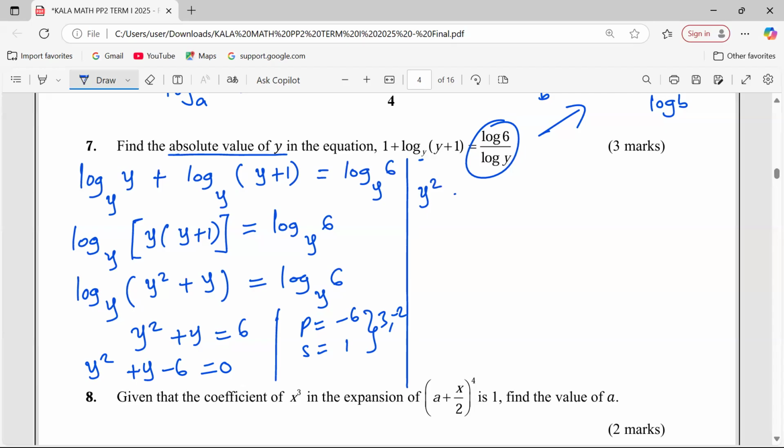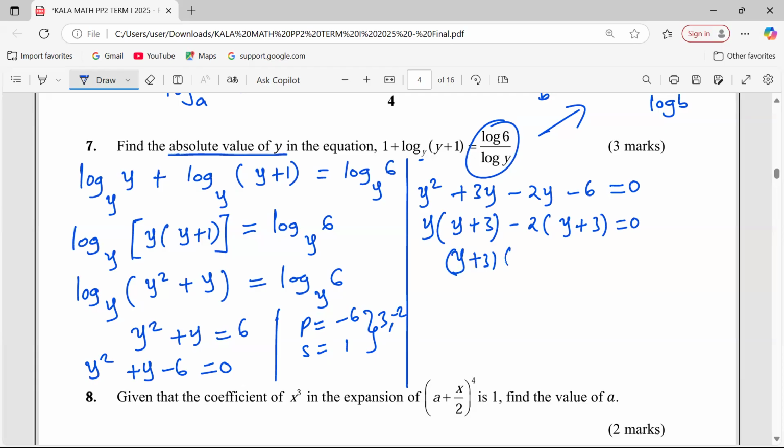Instead of y, we substitute it with 3y and -2y. That is the equivalent of y. Then minus 6 equivalent to 0. y into y plus 3, then negative 2 into y plus 3 equals 0. So from the brackets, y plus 3, outside the brackets, y minus 2 equals 0.